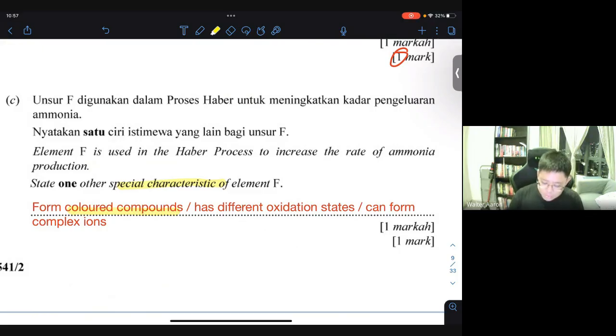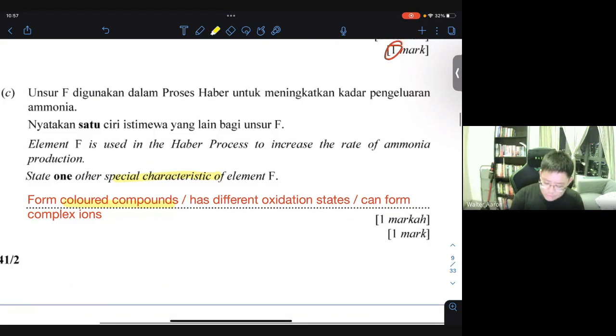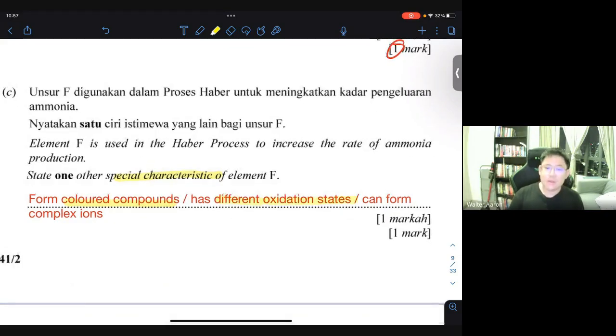Second one, you can also write that they have different oxidation states. Different metals have different oxidation states. Remember, iron has iron 2 and iron 3, copper has copper 1 and copper 2, chromium has chromium 3 and chromium 6 and whatnot. So there are different oxidation numbers for different transition elements. And the last one is that you can form complex ions. That's another selling point. For example, iron can form hexacyanoferrate 3, hexacyanoferrate 2, all those different complex ions. So these are the 3 unique properties of transition elements.